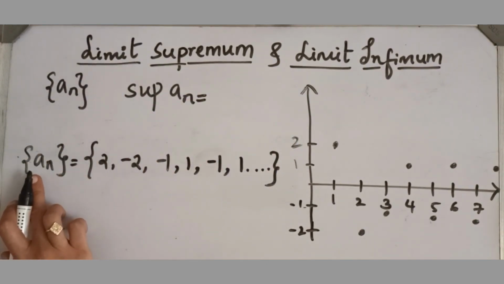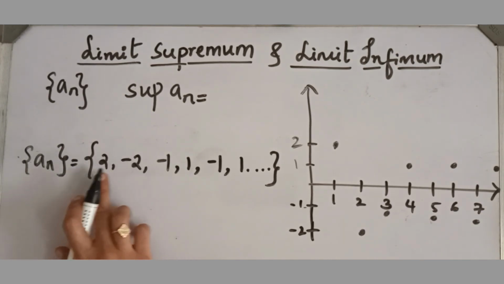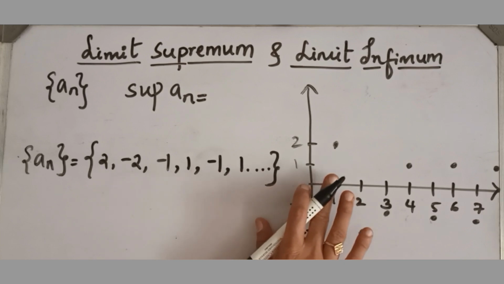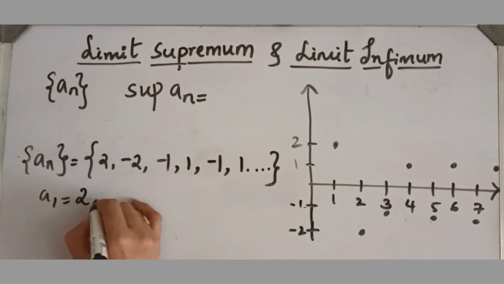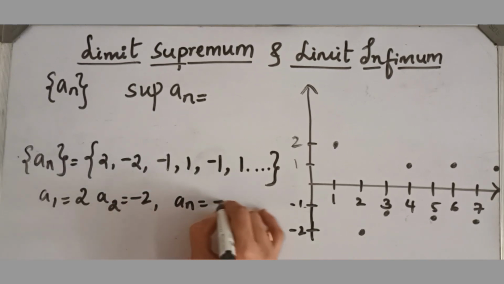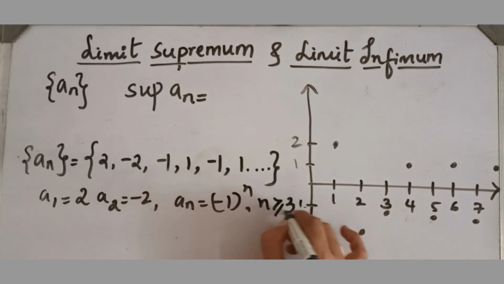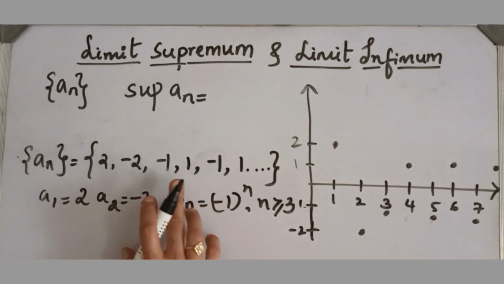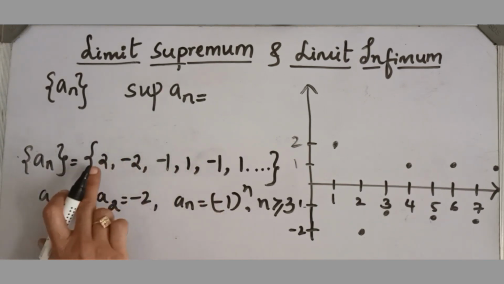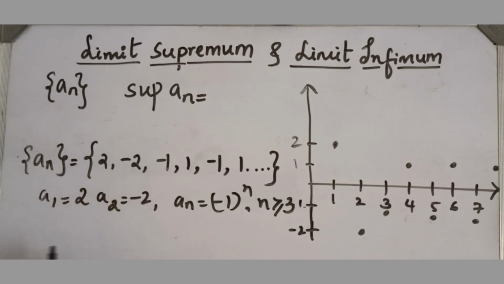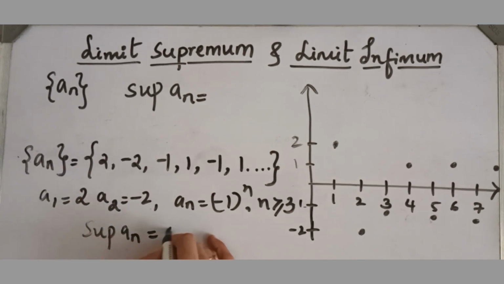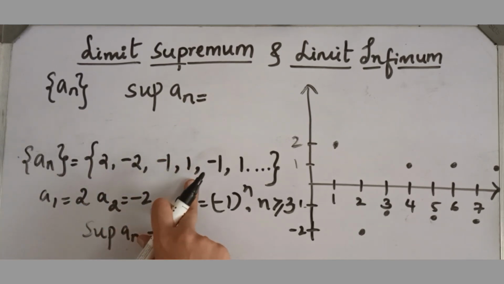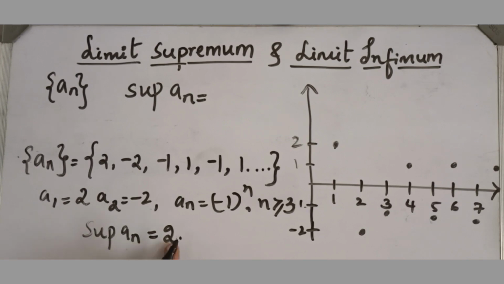For example, if I consider this sequence an, whose first two terms are 2 and minus 2, then the remaining terms are given as minus 1, 1, minus 1, 1 and so on. So the general term can be written as a1 is 2, a2 is minus 2, then an is minus 1 to the power n for n greater than or equal to 3. Now, if you want to find the supremum of this sequence, it is the number which is greater than or equal to every member of this sequence. So supremum of an is equal to 2, because 2 is equal to 2, 2 is greater than minus 2, 2 is greater than minus 1, 2 is greater than 1 and so on. Therefore, supremum of an equals 2.